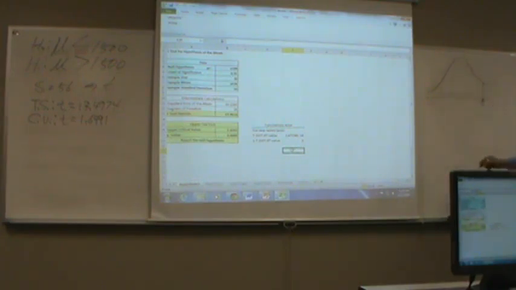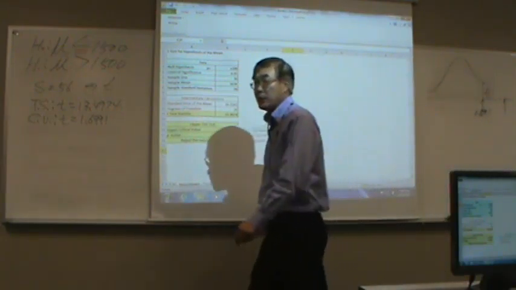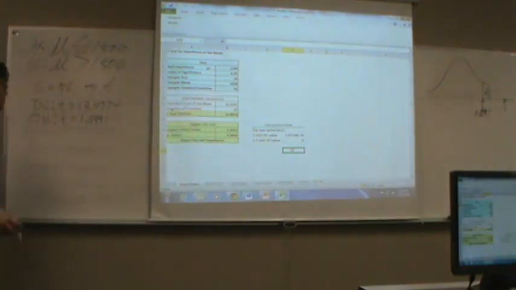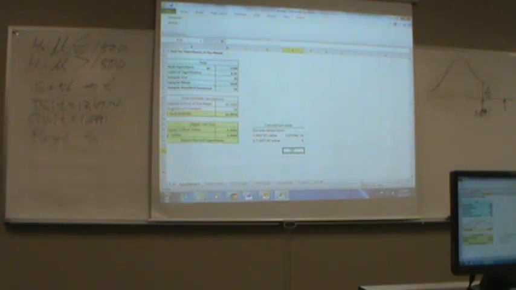Right tail, upper tail. Critical value is 1.6991. Test statistic is way outside. So reject null hypothesis. Reject H0. Reject H0. H1, the question, is true.